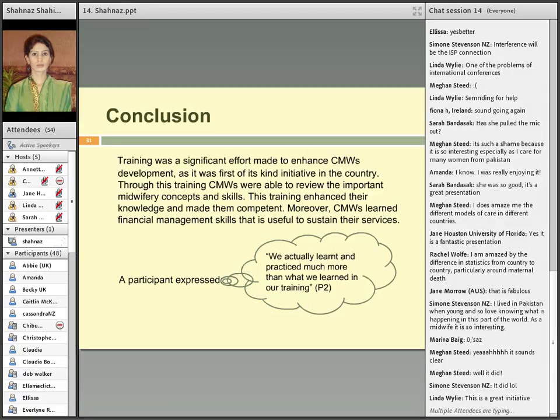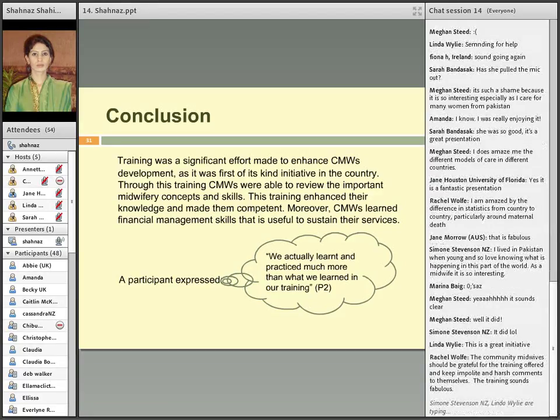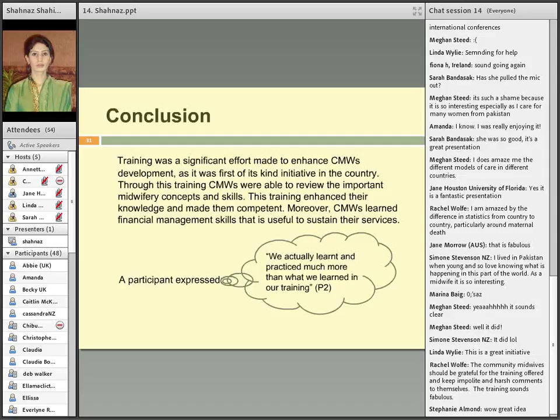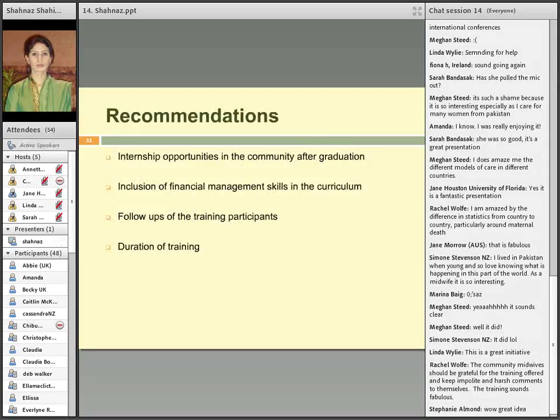And I just show you, in a bubble, there is a quote of a participant. We actually learned and practiced much more than what we learned in our training. So this was a very positive thing for our team.